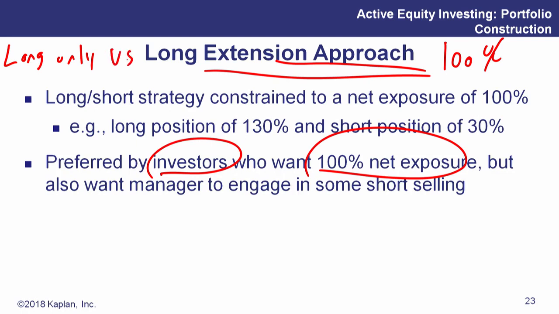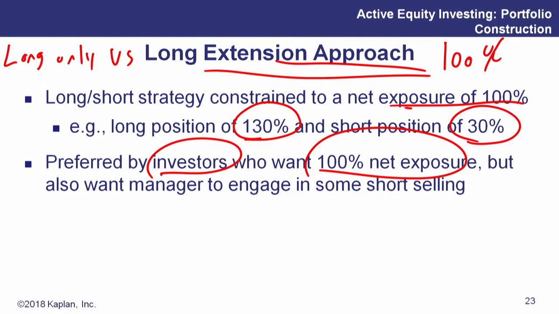But the thing that's different about it, they might have an overweight and a short position. So they might have a long position of 130% and a short position of 30%. So at the end of the day, they have a net exposure of 100%, but you are getting some short selling, some long selling. You're getting both, but you're still 100% net, and you're not getting the overweight to long or the overweight to short. You're getting 100% exposure. That's why an appropriate benchmark for a long extension strategy is a long-only strategy.